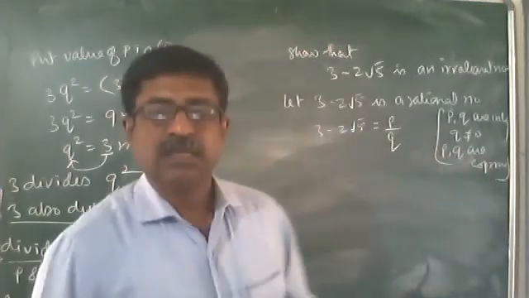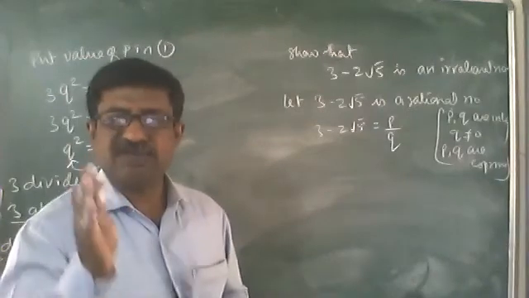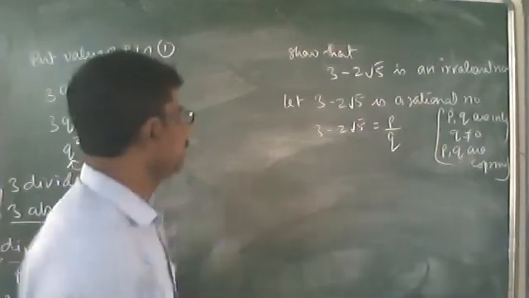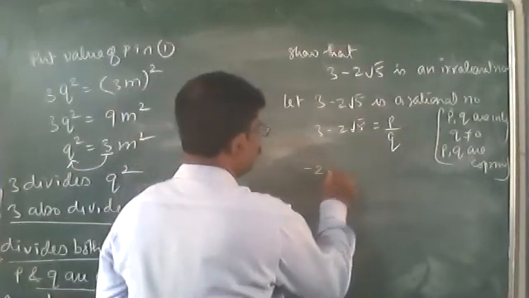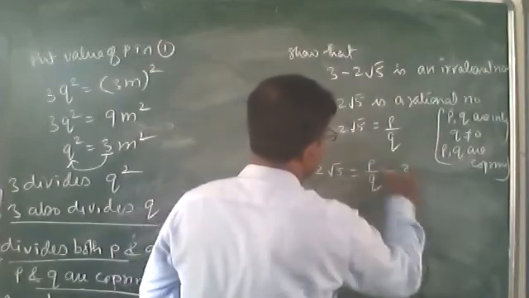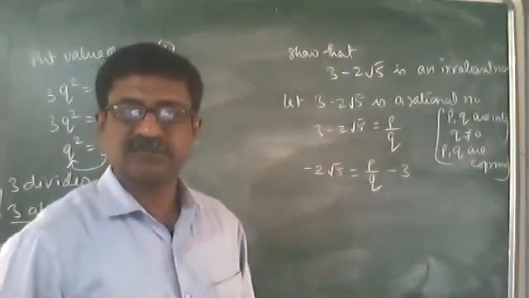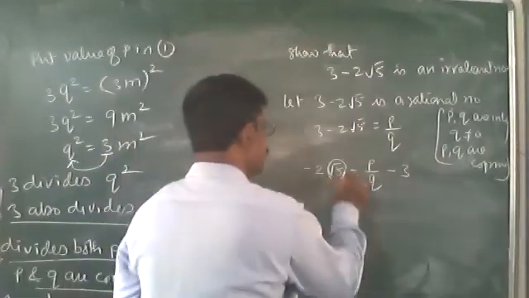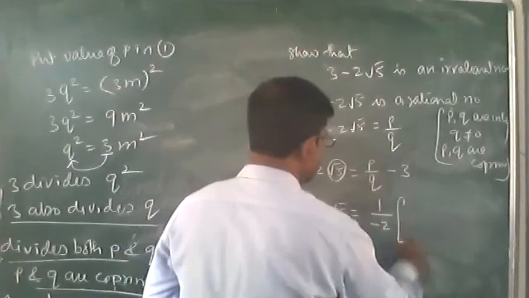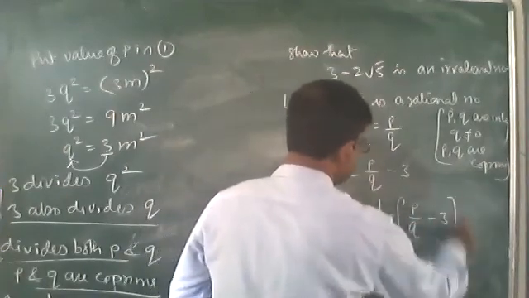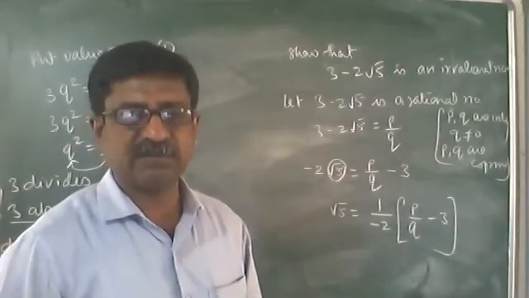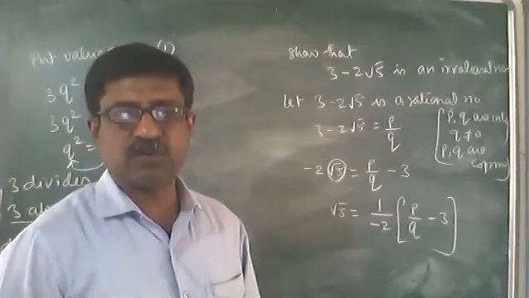Now, we try to keep the value having the root sign on one side and transpose all the other values to the other side. Minus 2 root 5 equal to p by q minus 3. Root 5 will be kept alone, therefore minus 2 will go to the other side. Root 5 will be equal to 1 upon minus 2 into p upon q minus 3. Every value has to be taken one by one to the other side, except the value having the root sign.